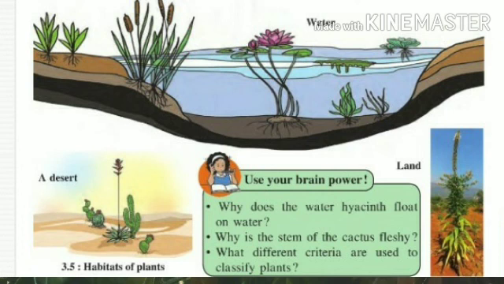Okay, now there is one more homework of question answers given here. Use your brain power. The first question, why does the water hammock float on water? Why is the stem of the cactus fleshy? What different criteria are used to classify plants? These 3 question answers also you will write in your Science CW book. You all have to try to find the answer of it.